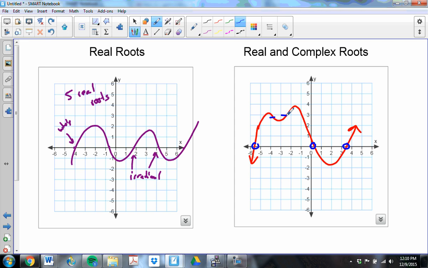When you have curves that don't cross the x-axis, that's when you know you're going to have complex roots. It's possible to have all complex roots. This has no real roots. It's a quadratic that doesn't cross the x-axis. No real roots and 2 complex roots. So you can tell by looking at a graph that way.